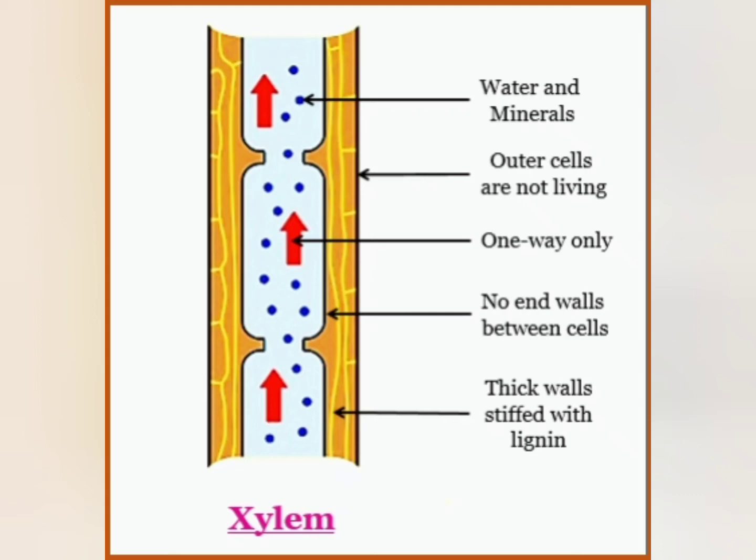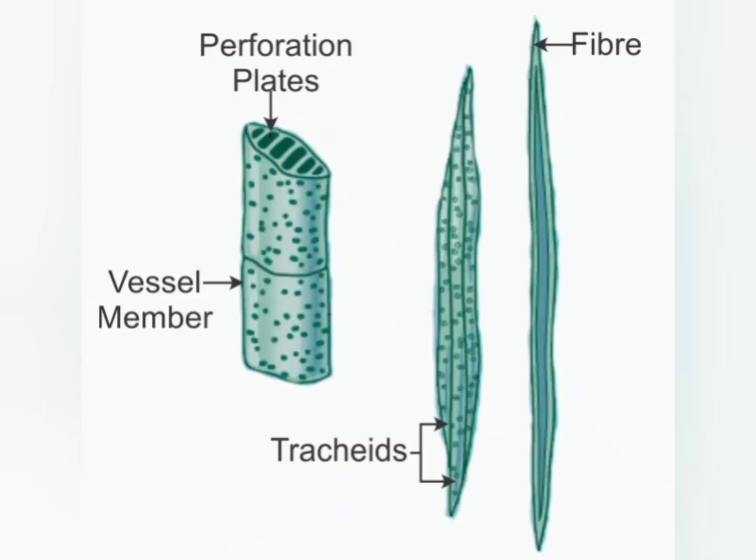It consists of four types of elements: trachea, vessels, xylem fiber and xylem parenchyma. So we have to understand these four distinct types are the parts of the xylem. So let's start with the first one, trachea.